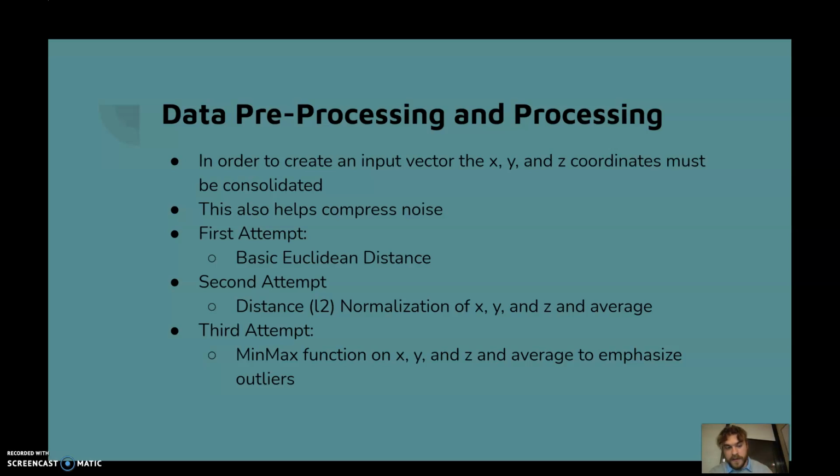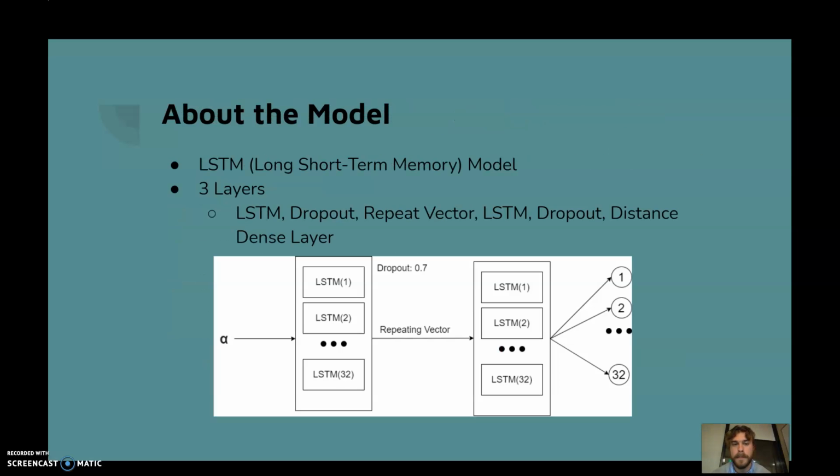So if you're using Keras, the L2 is the version of normalization you'll use. And my last attempt, I used a min-max function on X, Y, and Z coordinates and then averaged them. Very similar to the second attempt, but I wanted to emphasize outliers, and that was helpful for that.